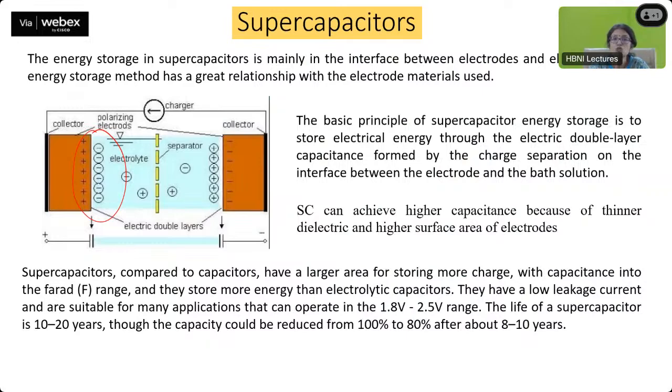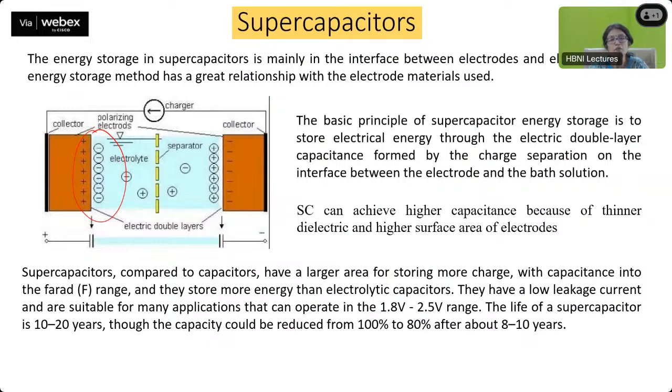Compared to the capacitors, the supercapacitors have a larger area for storing more charge, and the capacitance is almost in the farad range. So they store more energy than the electrolytic capacitors, where the capacitance is generally in the range of microfarads. The supercapacitors have a very low leakage current, and they are suitable for many applications which operate in the voltage range of 1.8 to 2.5 volts.